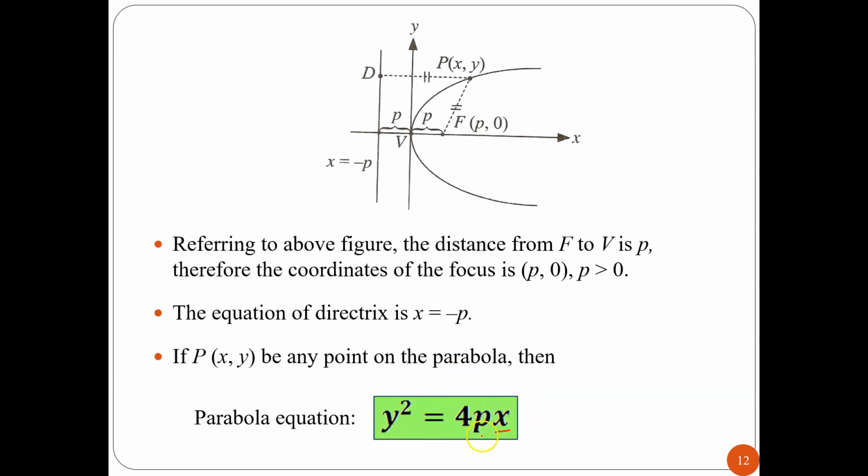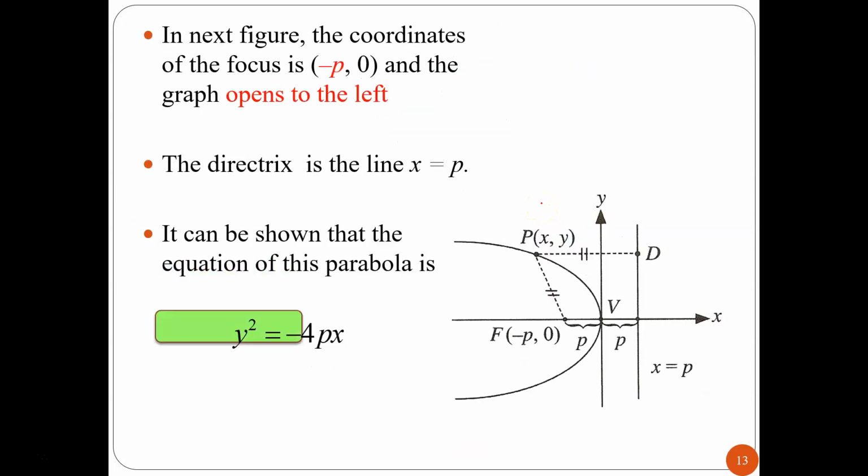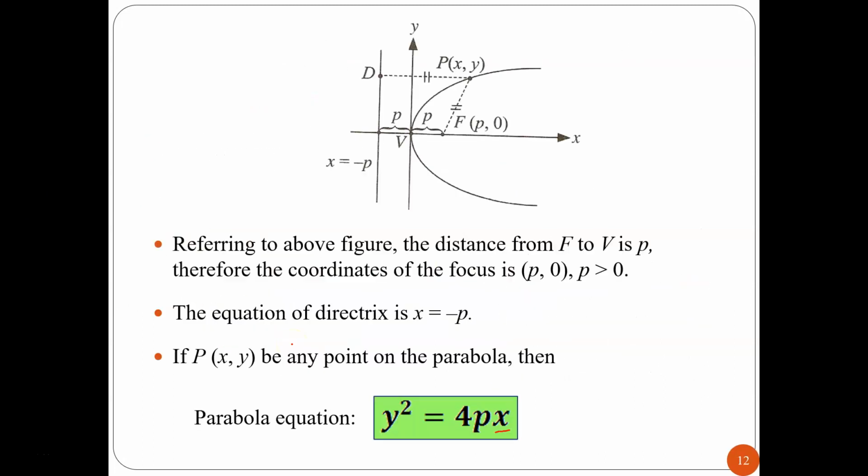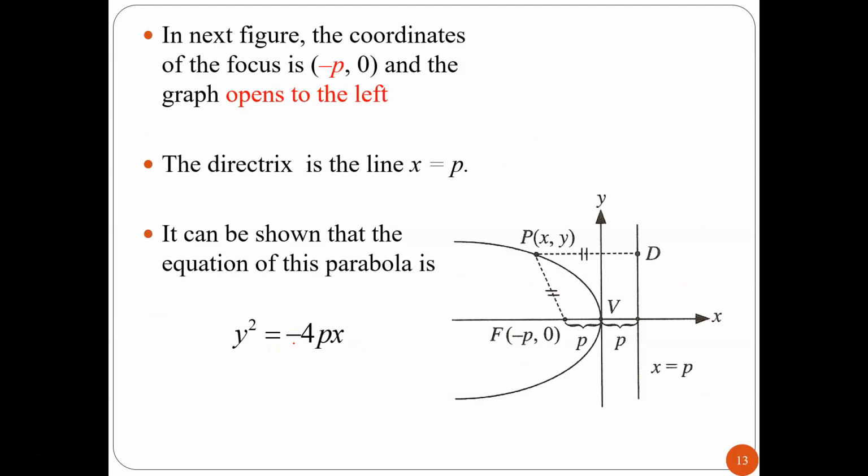And because the p is positive, this is open to the right. Okay, and you have another one like this: y squared equal to negative 4px. The difference is only the negative sign. Just now, this one was 4px. This one you have negative 4px.